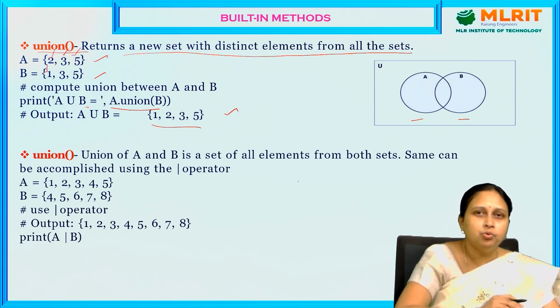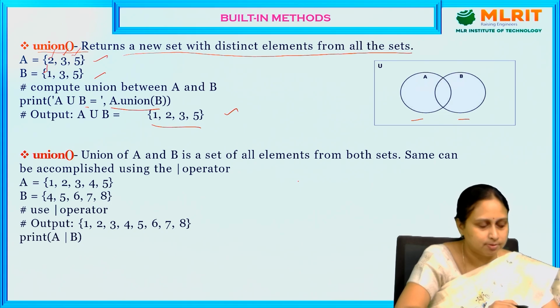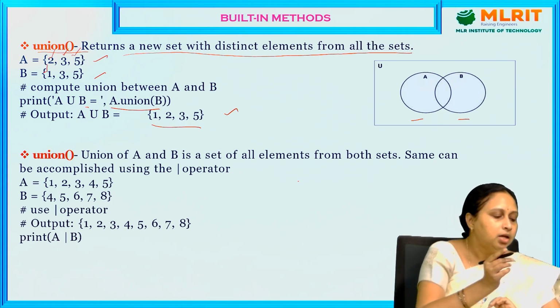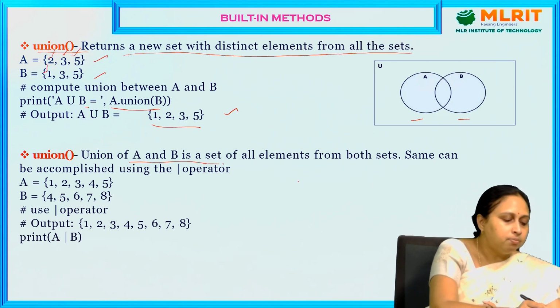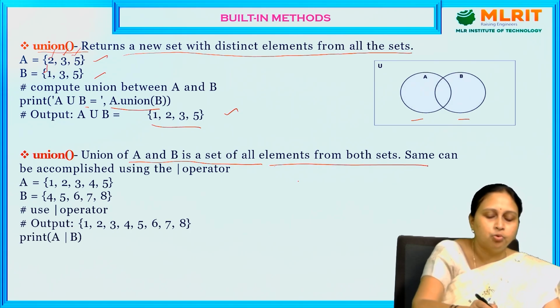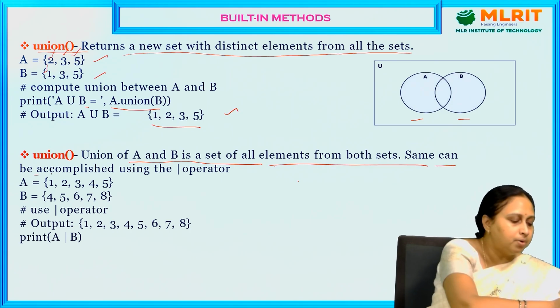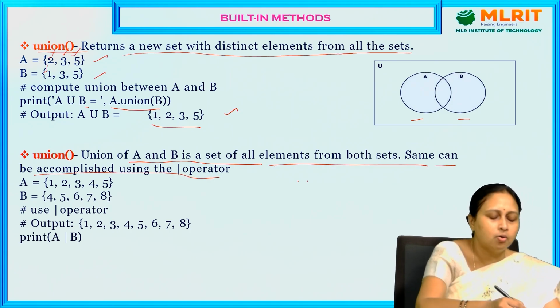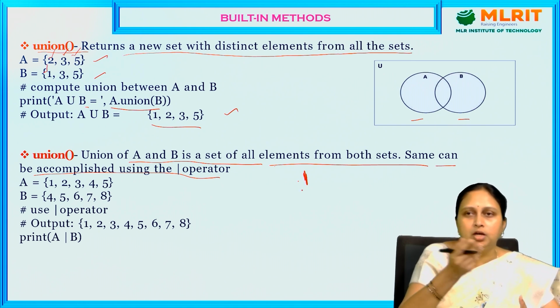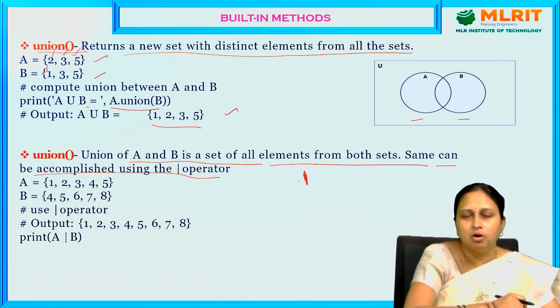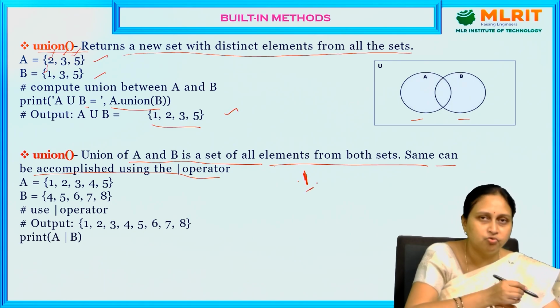And the same union function can be represented by using another operator also. How can we represent it? The union of A and B is a set of elements from both the sets. The same can be accomplished by using an operator called the single pipe. As we use in C programming, we use the pipe symbol, and the same symbol here we are going to use for union.